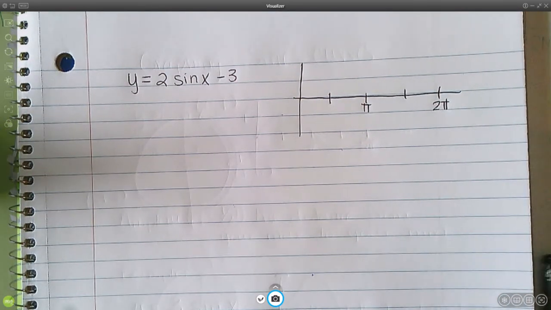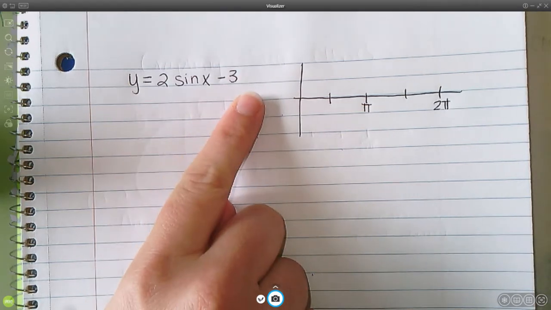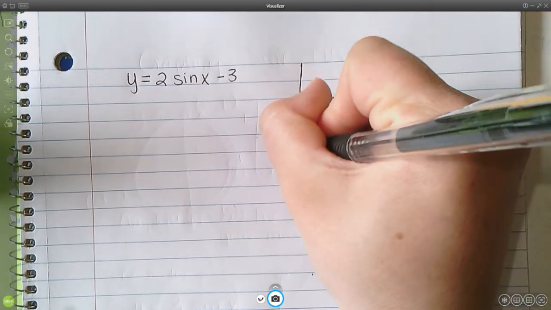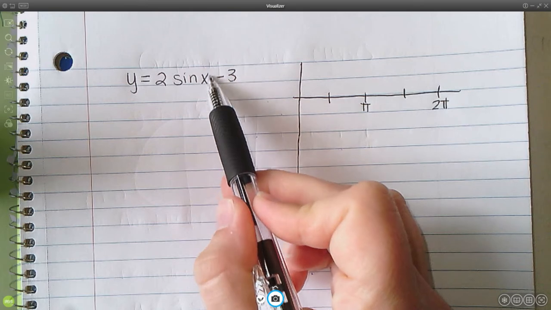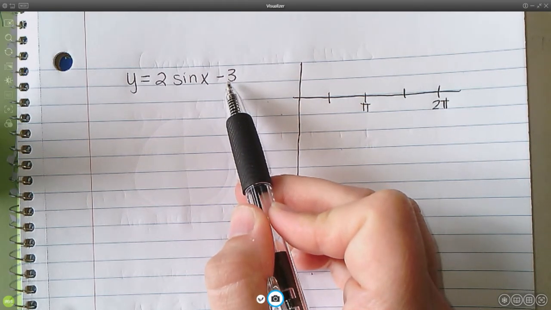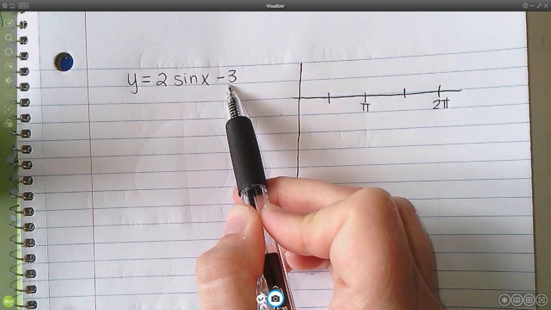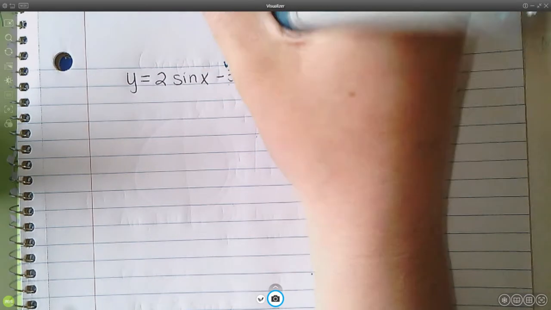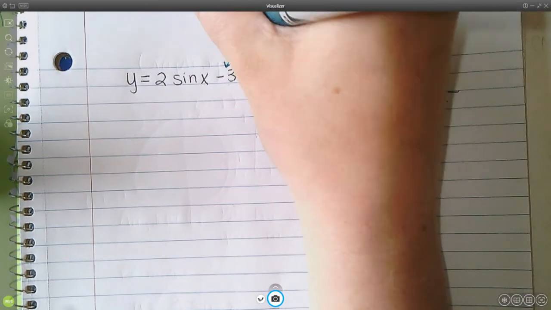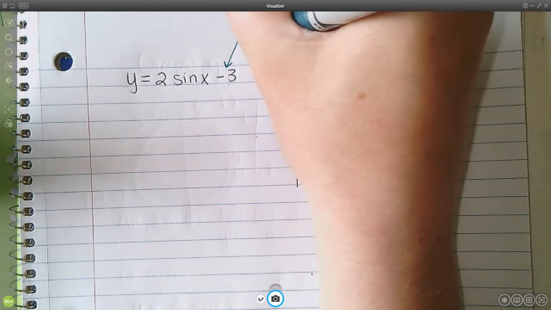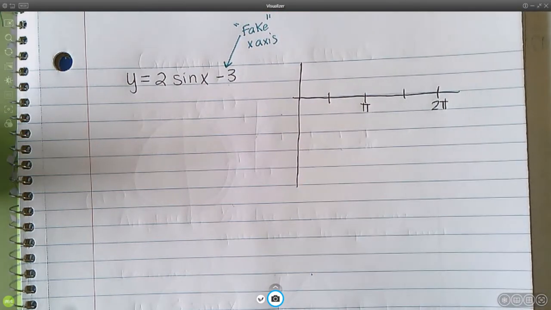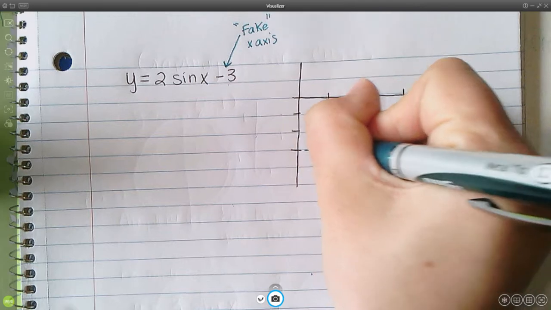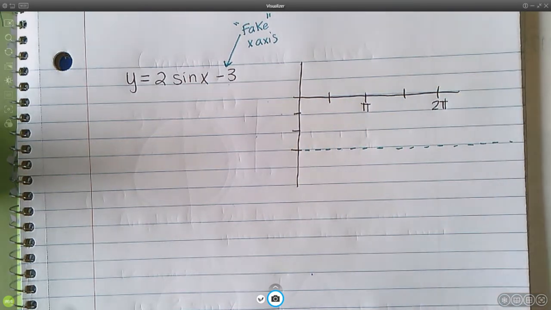All right, so when you see something where you have an amplitude and a y displacement, always start with your y displacement. Remember, this is the thing that's shifting your graph up and down. So you're going to take this -3, and this is going to be your fake x-axis. By the way, if you say that to any other teacher, they're probably going to think you're nuts. But it has seemed to work in my classes. Okay, so we're going to go down to -3 and make a fake x-axis in a dashed line.